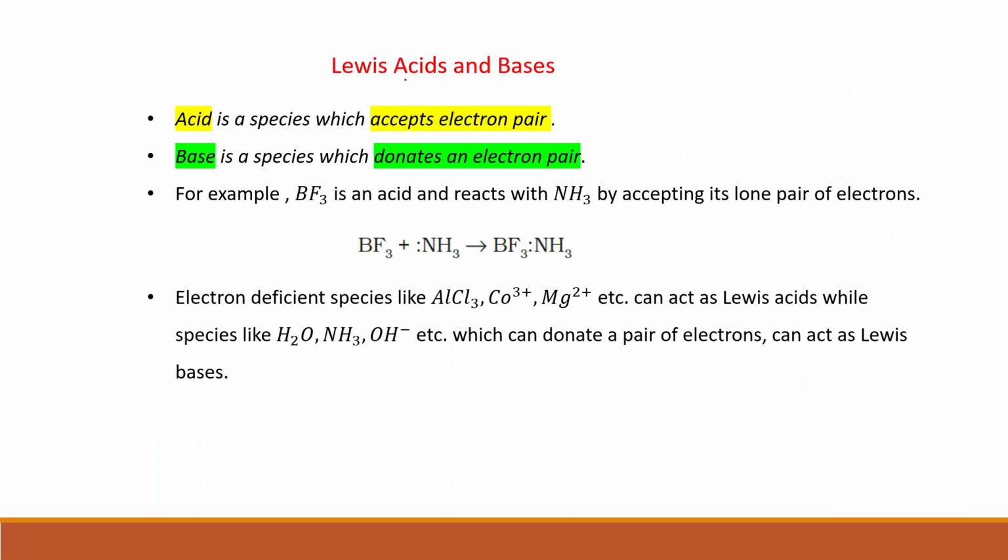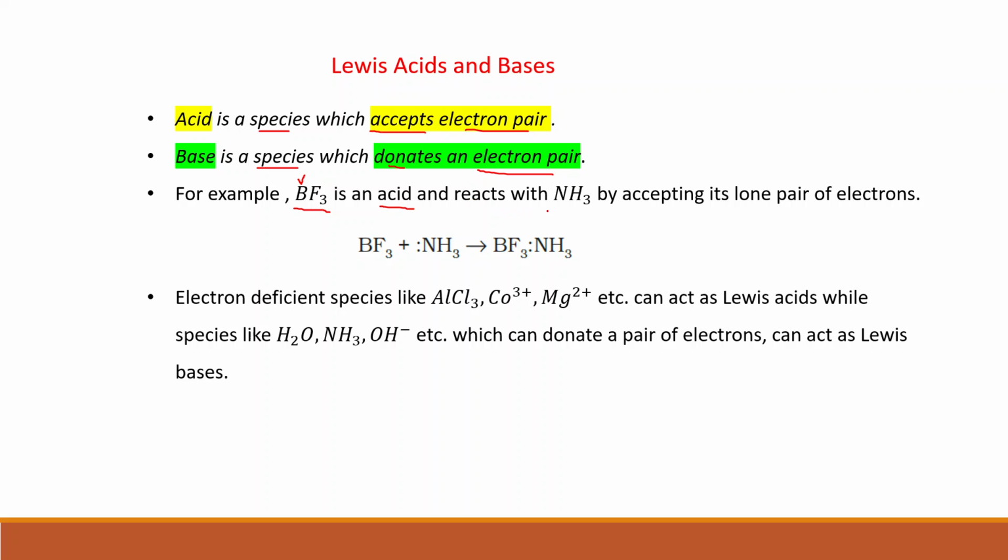Lewis acids and bases. According to this, acid is a species which accepts electron pair. Base is a species which donates an electron pair. For example, BF3 is an acid. Actually, in case of BF3, the octet of this boron is not completed. Boron has only 6 electrons in case of this BF3. So it is an electron deficient species, and it can accept electrons.